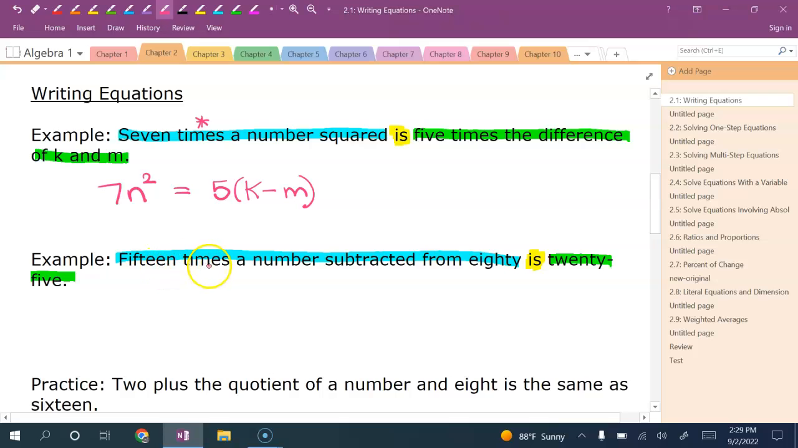So 15 times a number, so I need another letter here. 15 times a number subtracted from, so the subtraction sign is actually going to have to go in front of the 15n because I'm taking that quantity away from something. And what I'm taking it away from is that 80. So this is going to say 80 minus 15n. Then I need my equal sign. 25, so that's just a number.